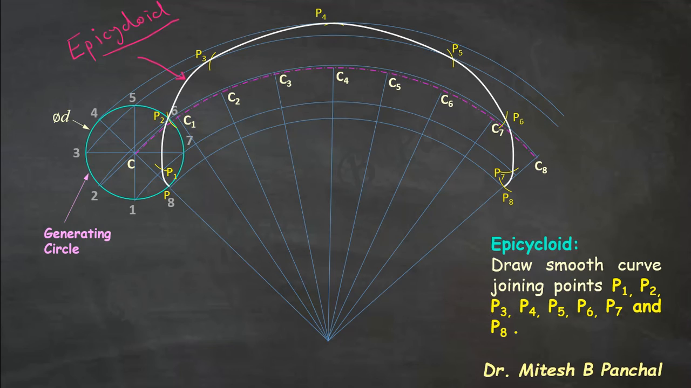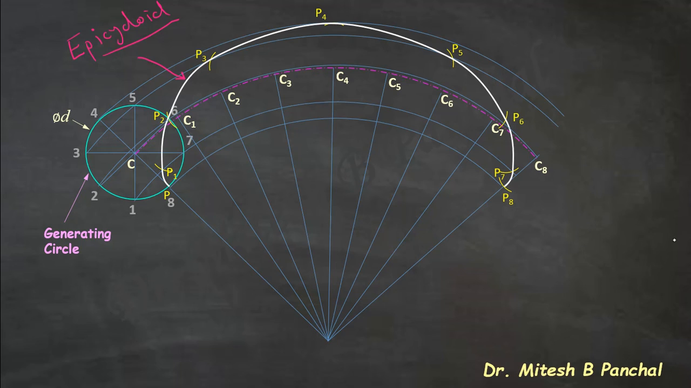So the construction procedure is the same as the construction of a cycloid. In case of a cycloid, the generating circle is rolling on a straight line, that is the directing line, while in case of the epicycloid, the generating circle rolls on another circle and outside of it. That other circle is nothing but the directing circle.